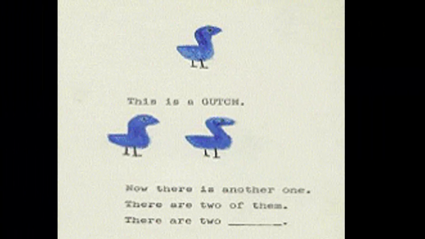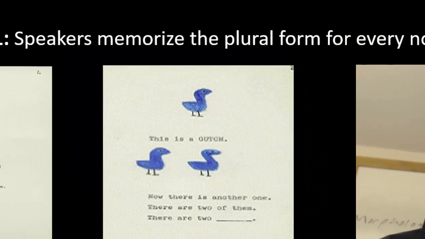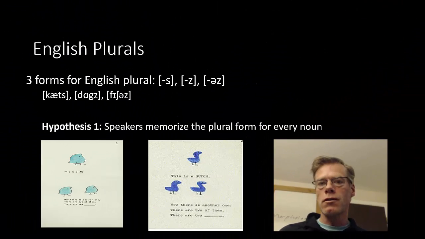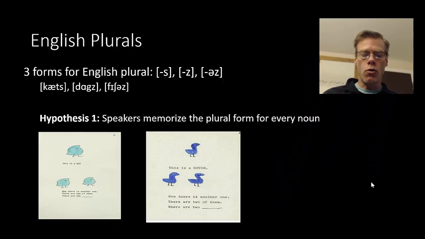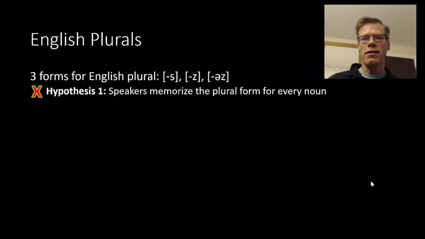If we give them a different imaginary animal and call it a gutch, then they're going to say that the plural for gutch is gutches. And if we've got another imaginary animal, say a gick, then the plural for that is going to be gicks. So children know this, and they can have a brand new noun, and they know which form to use. So that hypothesis is out.